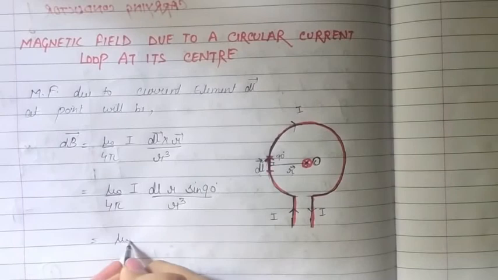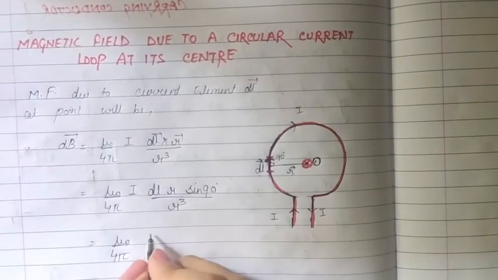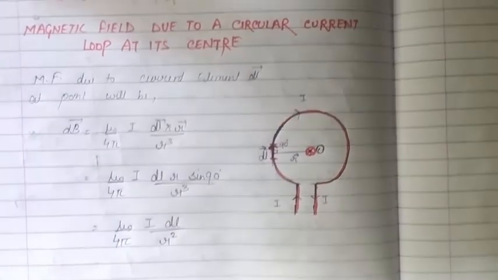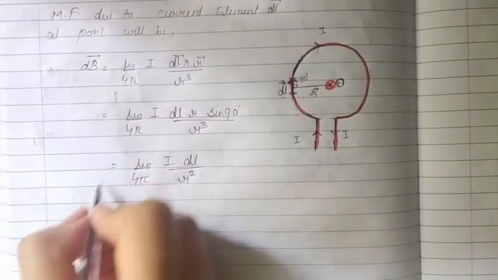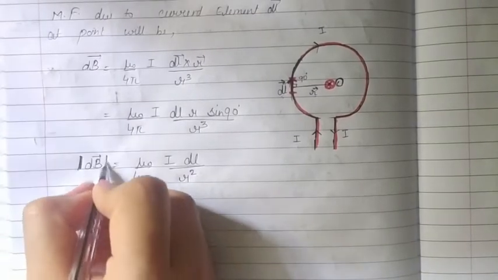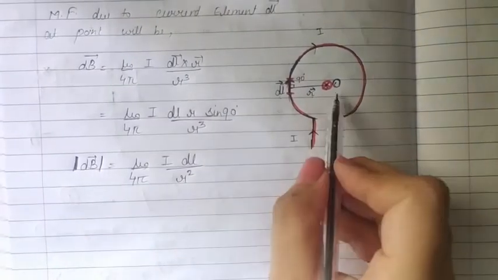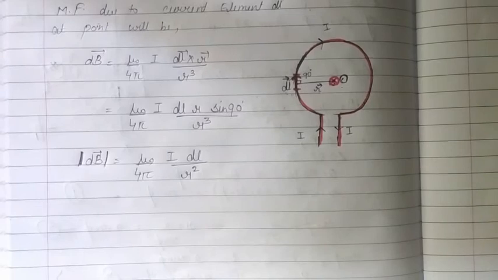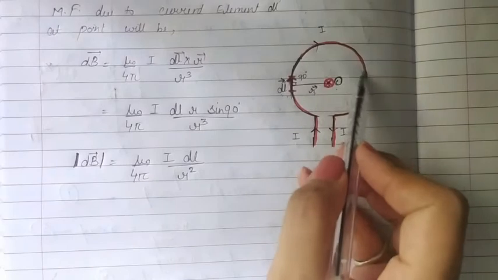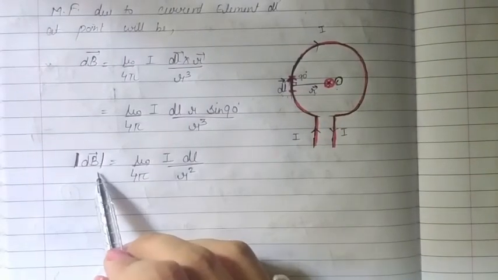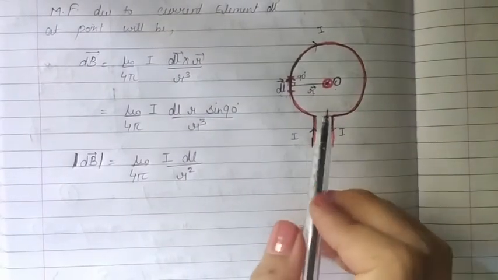It will be mu naught upon 4 pi I dl upon r square. Sine 90 is 1. So this is the magnitude of the magnetic field strength at point O because of this current element. Now I want to find the magnetic field because of the whole loop. So there are many such segments on this loop, so I want to integrate this magnetic field over the whole length of the loop, right?